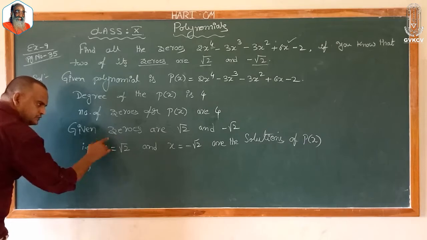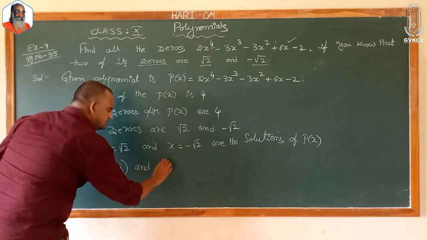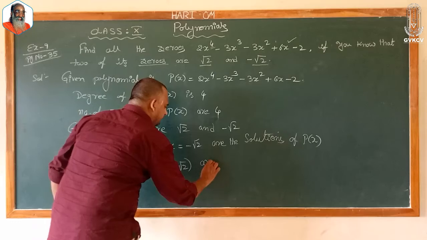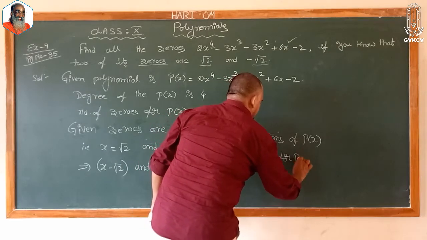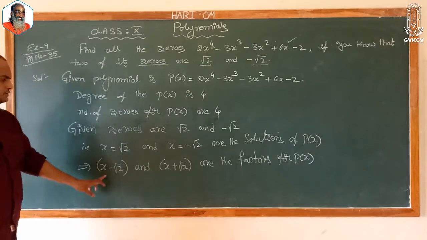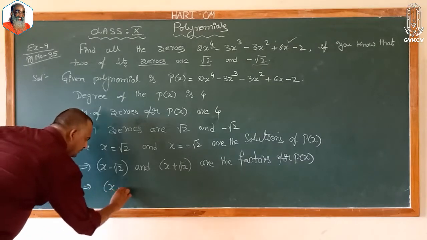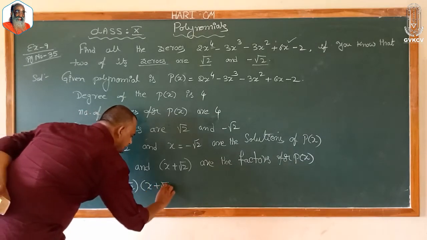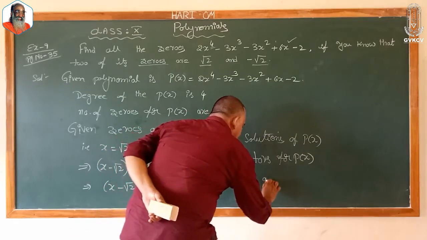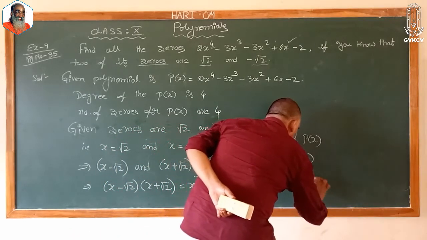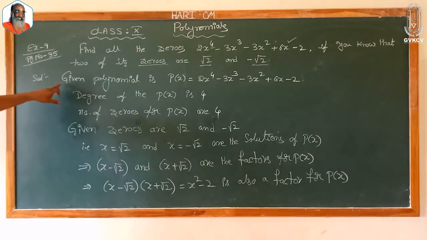That implies, as I told you, plus root 2 comes this side, minus root 2. So x minus root 2, and minus root 2 comes this side, plus root 2. X plus root 2 are the factors for p of x. So x minus root 2 and x plus root 2 are the factors for p of x. That implies x minus root 2 into x plus root 2, that is equal to x square minus 2, is also a factor for p of x.